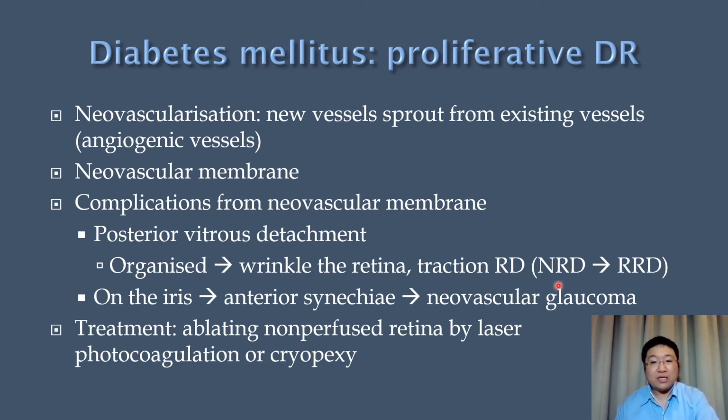At the beginning, the retina may not be broken, but in the end, the retinal detachment may become rhegmatogenous retinal detachment. And if the neovascular membrane develops within the iris, it may cause anterior synechiae, and the organization or contraction of the membrane can result in neovascular glaucoma, which is a type of angle closure glaucoma. So the treatment is ablating non-perfused retina by laser photoablation or cryopexy.